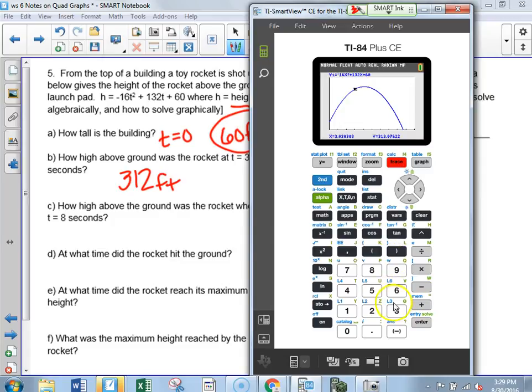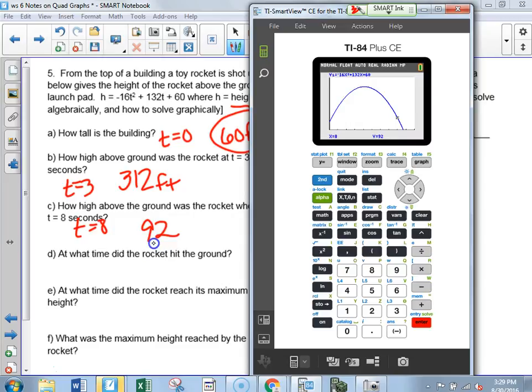Oh, okay. Trace 3, enter, trace 8, enter. Otherwise do value, go second trace. I'm not talking about second, but you can go to second and then pick value. At 8, I got 92.